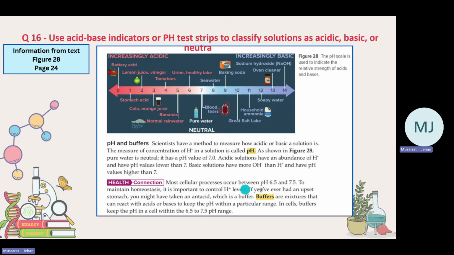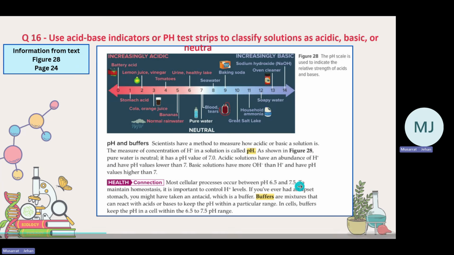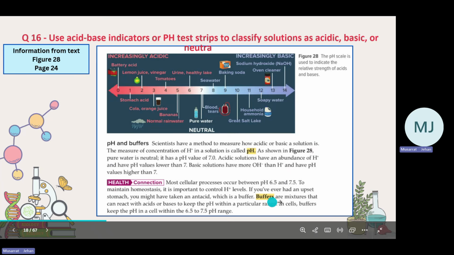Most cellular processes occur between 6.5 and 7.5, this is important, buffers. So these are the processes, cellular processes take place here. This has to be maintained. So the mixtures which are maintaining this pH, they are called the buffers. And why do they do it? Because they do it to maintain homeostasis. They control the hydrogen levels.